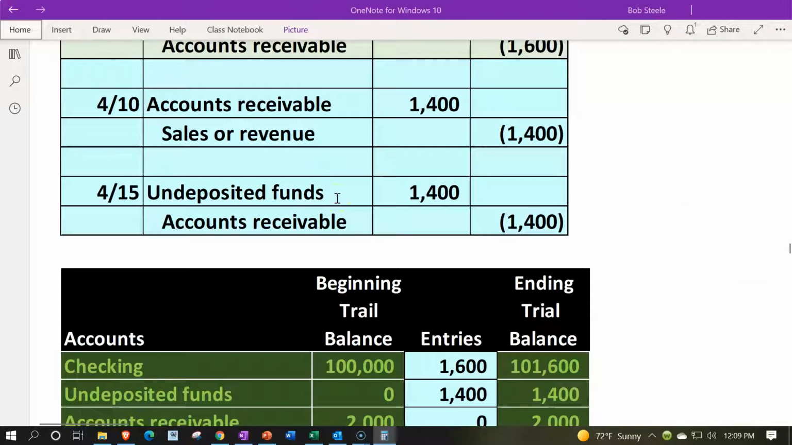This is the new step. This is the added step. This is something that most people learning accounting just from a debit and credit standpoint don't understand, causing many problems when you move to accounting software.